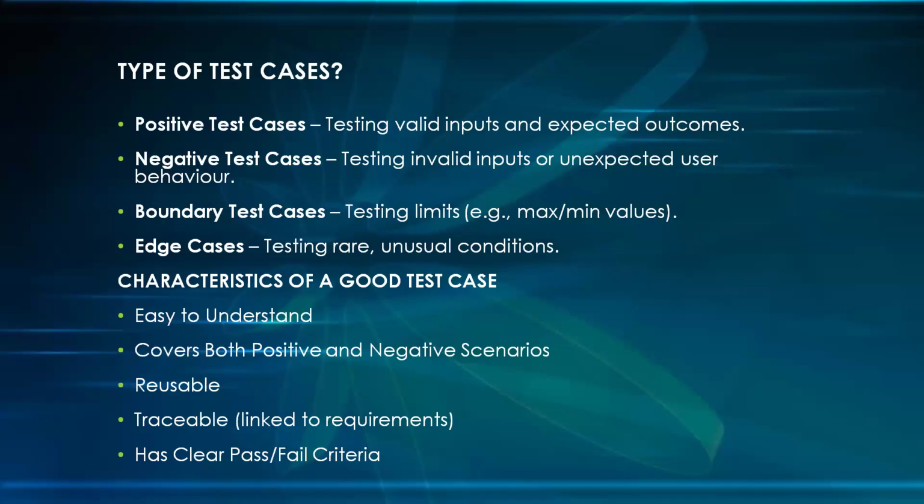Say, for instance, a BA has given you an acceptance criteria. You don't want to completely go out of what the acceptance criteria is saying. So when you are writing your test case, it needs to align with the requirement that has been given to you. And it has to have a clear pass and fail criteria. Yeah. So next slide, please.